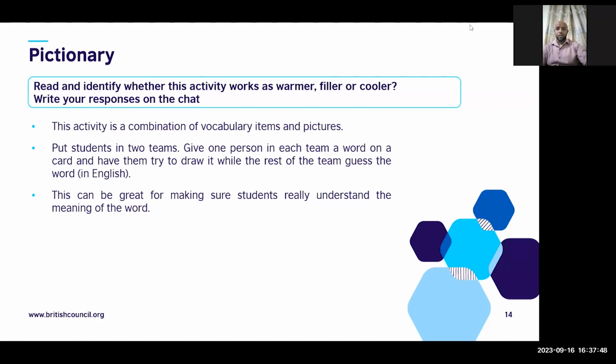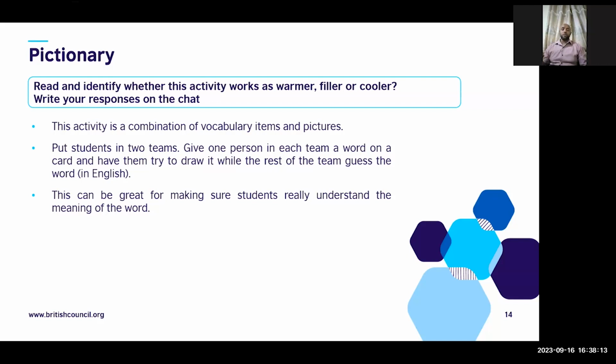So this activity is a combination of vocabulary items and pictures. That's why we call it Pictionary. Picture and dictionary, I would say, or vocabulary. So we put students into teams, give one person in each team a word on a card, and have them try to draw it while the rest of the team has to guess the word.